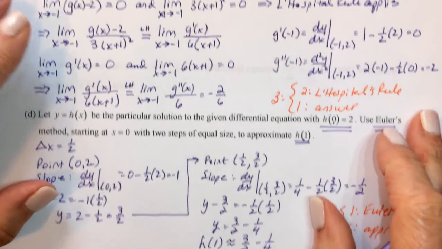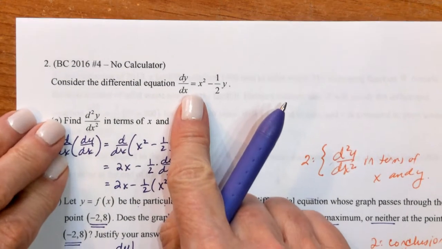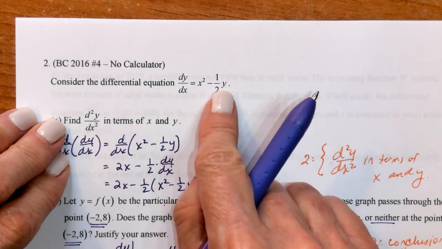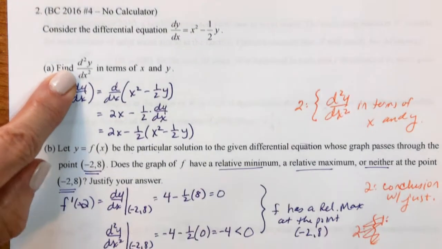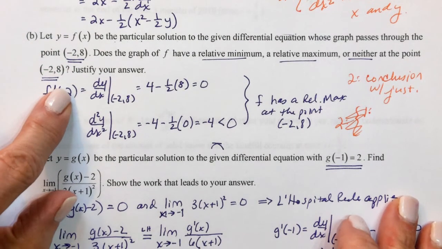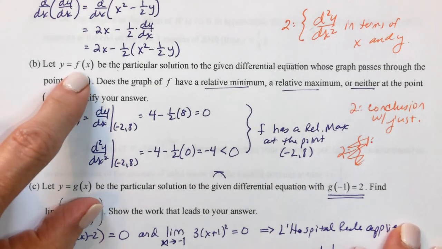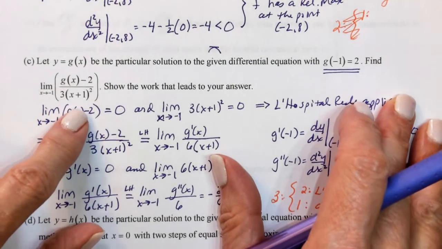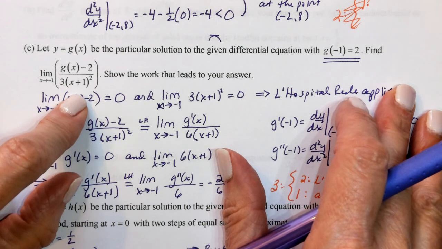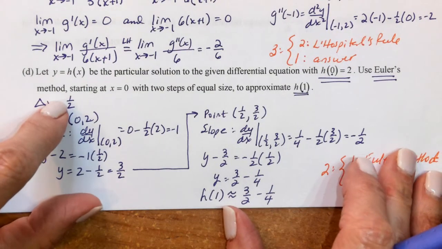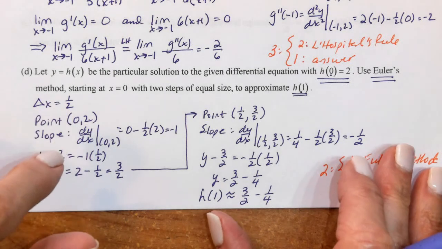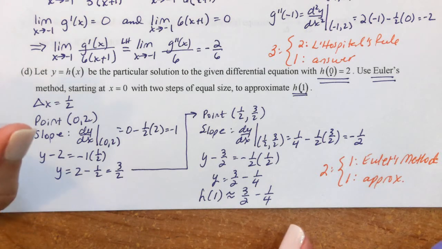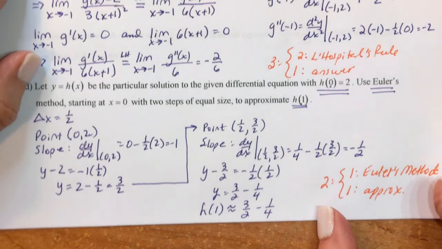So this was an interesting problem because we had a differential equation that we could not solve. It's not separable, so you cannot solve it. They had us find the second derivative. They had us answer a question about a particular solution and having a relative min, max, or neither. They had us do a L'Hopital's limit, and they had us do an Euler's method. So lots going on here, lots of variety. Be ready for anything with these types of questions.